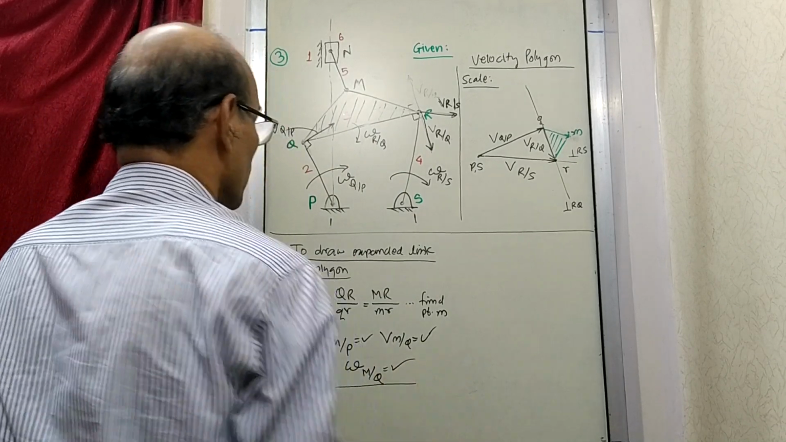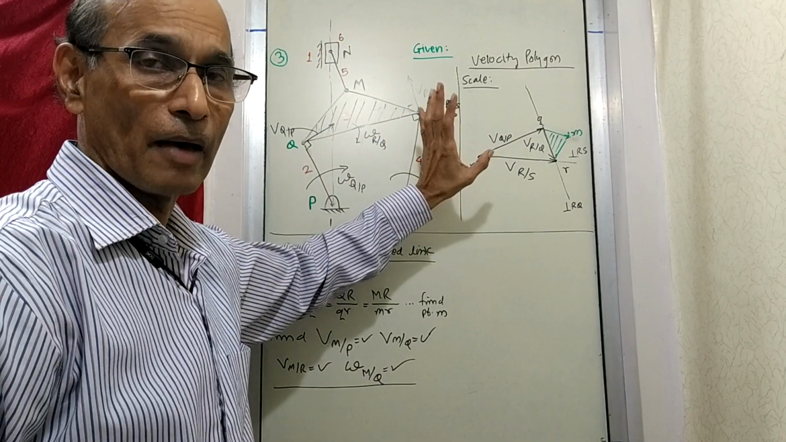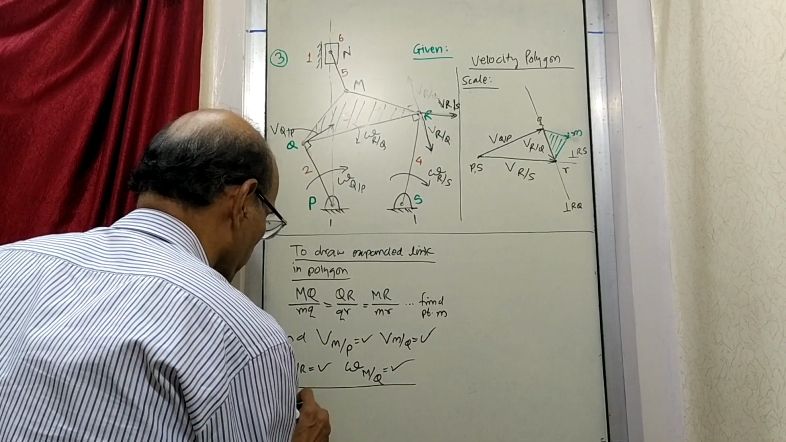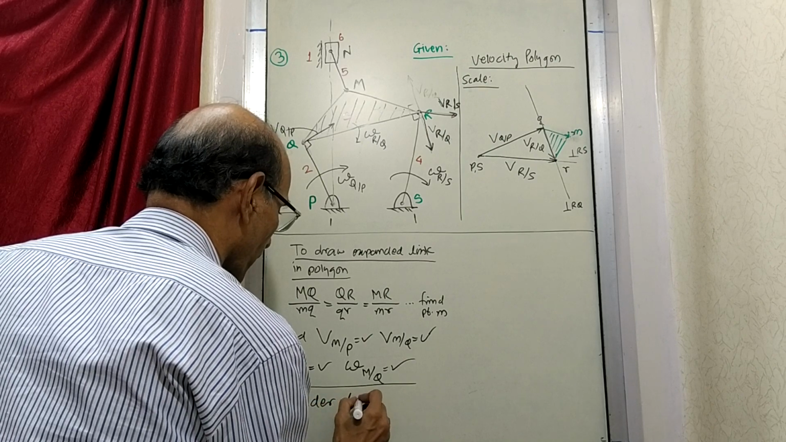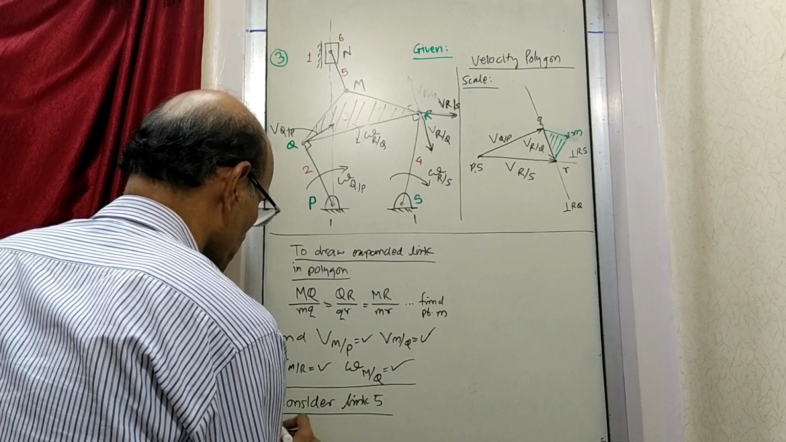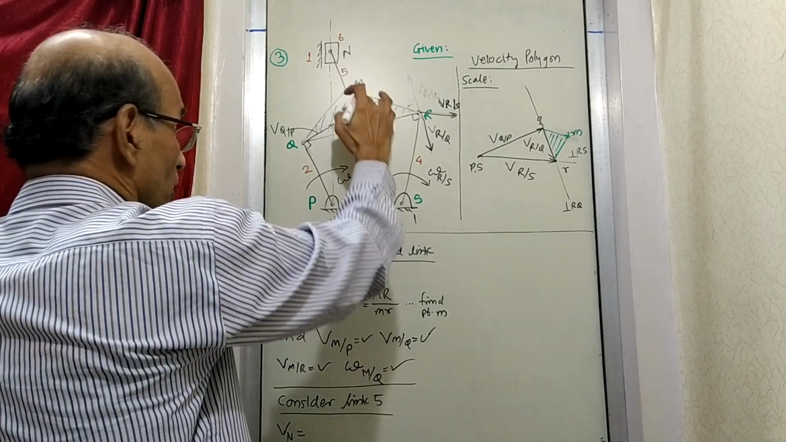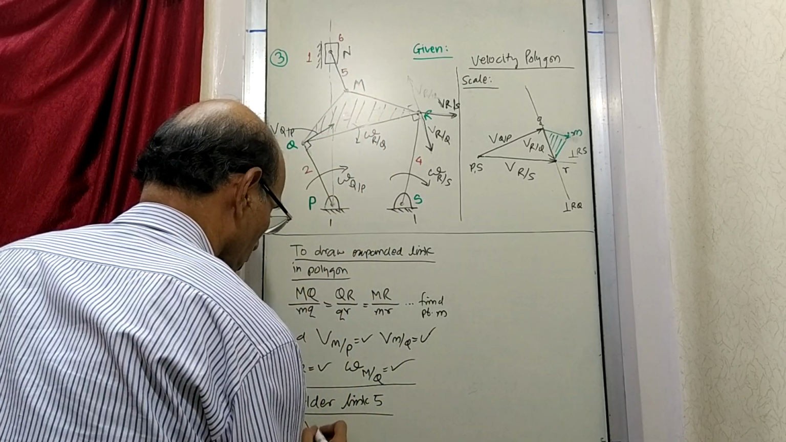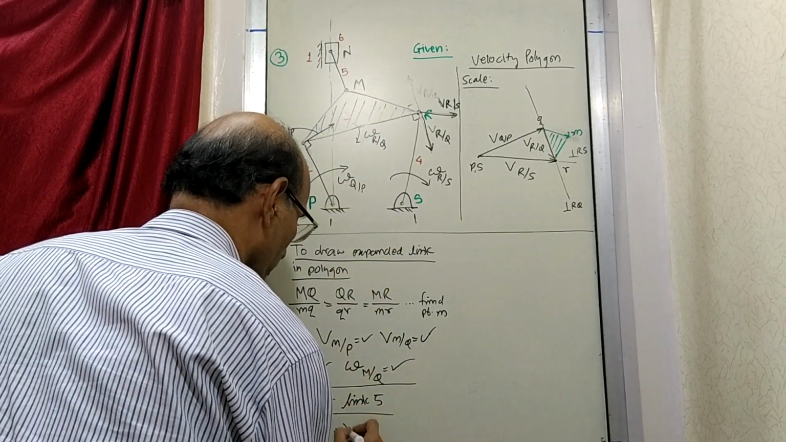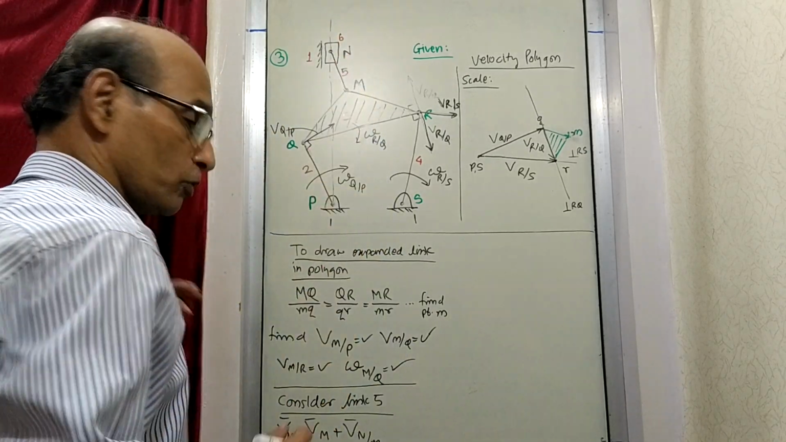Now having done this, all the points on this link, now you know the velocity. Absolute velocity. Absolute means with respect to this point. So now you can consider link 5. Consider link 5 now. So we write the usual equation, velocity of unknown point, which is the unknown point N, is equal to velocity of known point. Now M we know. Velocity of M plus velocity of N with respect to M.